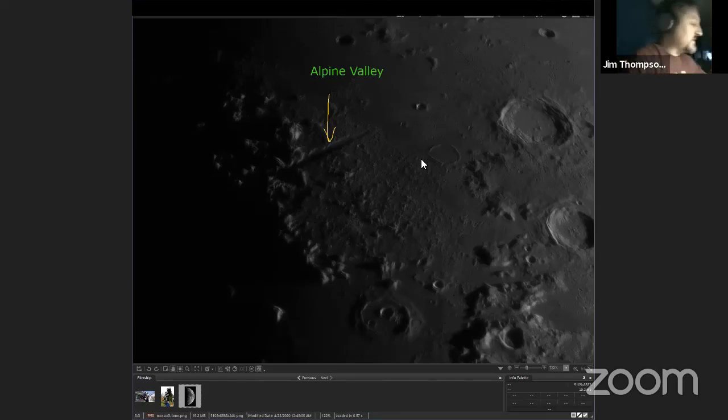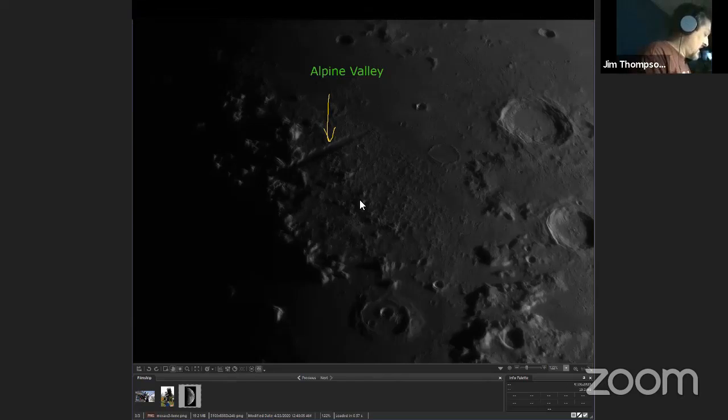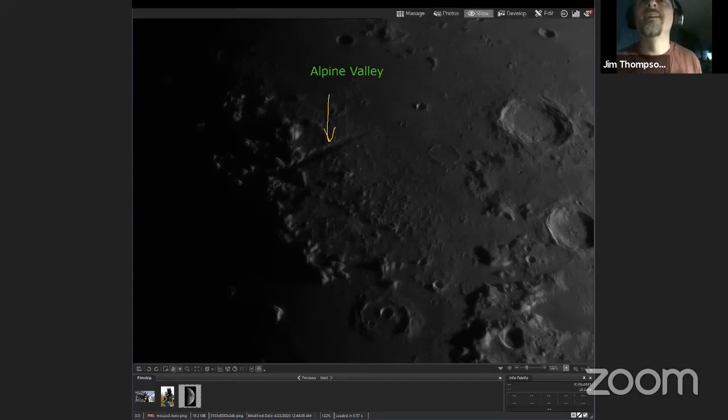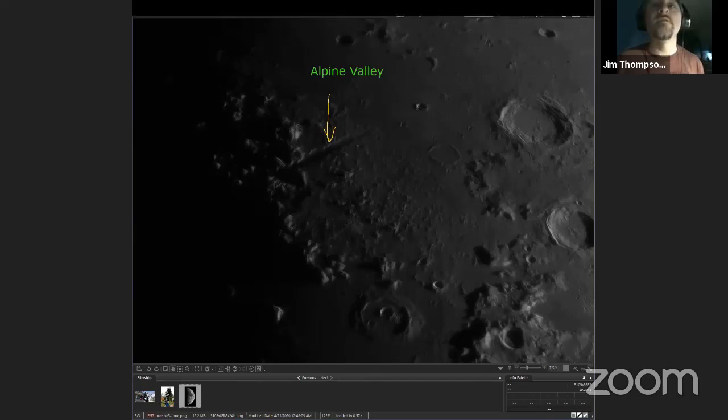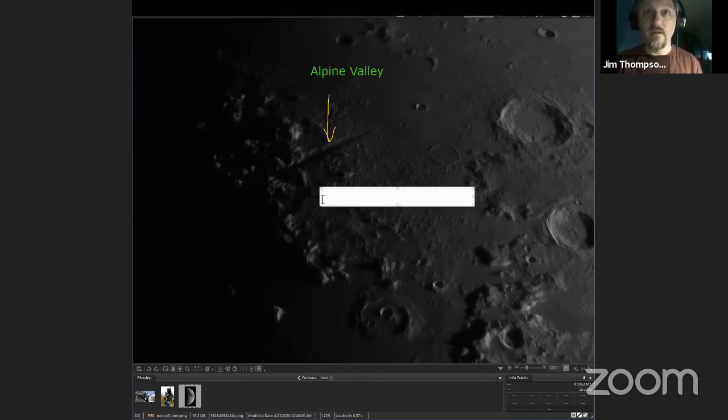Well, this is a curious feature. It's a valley, but the valley seems to cut right through the middle of a mountain range. The range is called the Alps. The mountains on the moon have been given names of mountain ranges on the Earth. Just if you're wondering.